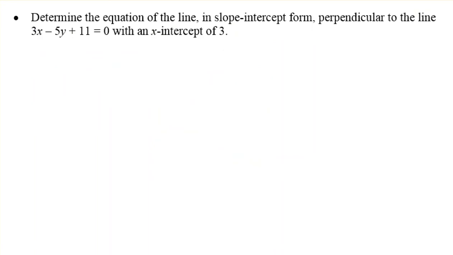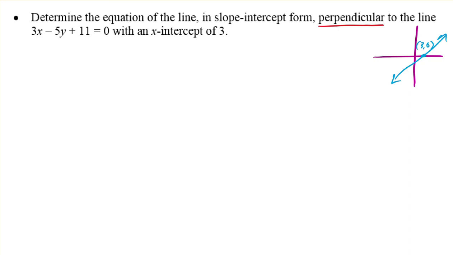Another example: determine the equation of a line in slope-intercept form. Perpendicular, okay, that's a really important piece of information. Perpendicular to the line 3x minus 5y plus 11 equals 0, with an x-intercept of 3. When they say an x-intercept of 3, I'm just going to draw a graph here. I'm going to draw a random line with an x-intercept of 3. This is my x-intercept of 3, so this is (3, 0). That's what it's saying. They're disguising the point by saying an x-intercept of 3, but they are giving us a point.